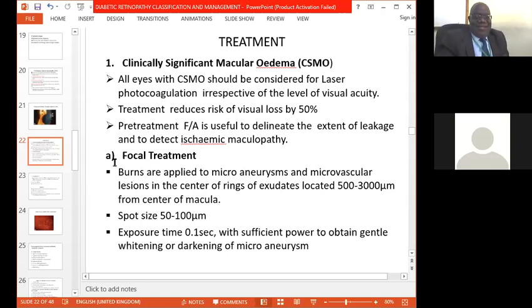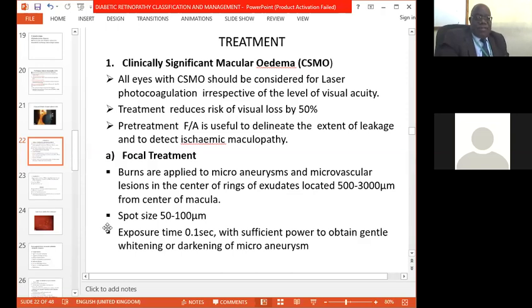All eyes with clinical significance should be considered for laser photocoagulation. So we are coming here. Pre-treatment fluorescein angiography is useful. Before treatment, you do fluorescein angiography to find out exactly the extent of the leakage and to detect any ischemic maculopathy. Once that is done, then you are good to look at treatment.